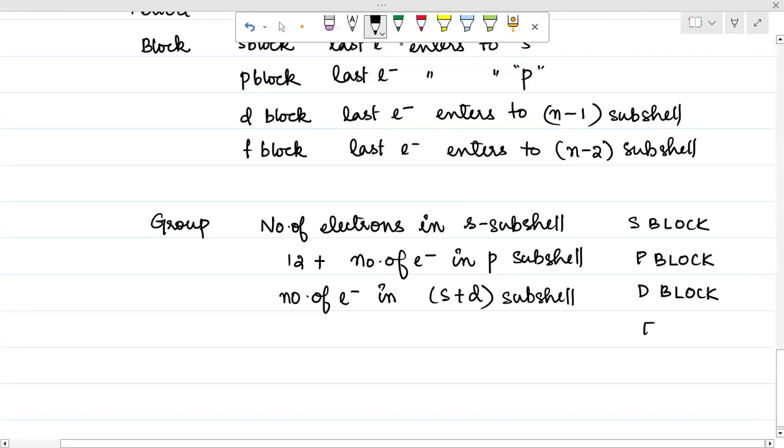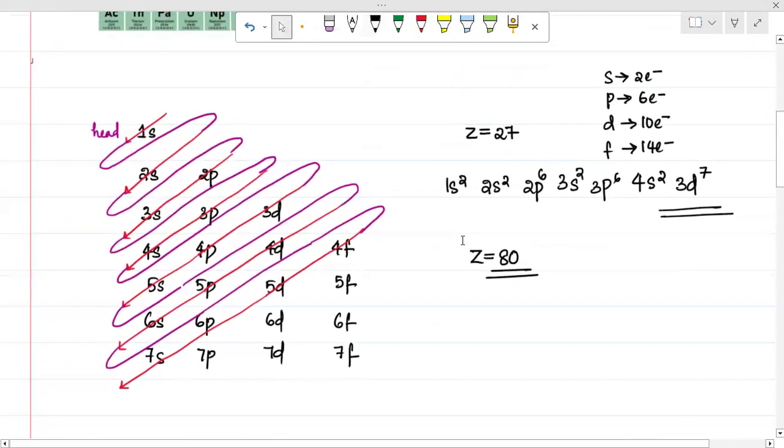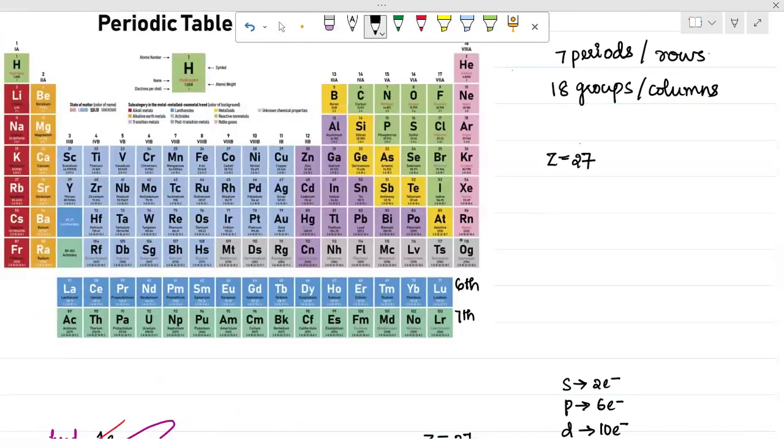And if it belongs to F block, very easy, it always belongs to the third group. We said these elements, where are they? This is group 3, and this is where lanthanides are placed, these 7. And the one below, in the 7th period, you have actinides, the next 7. So those F block elements are in group 3.